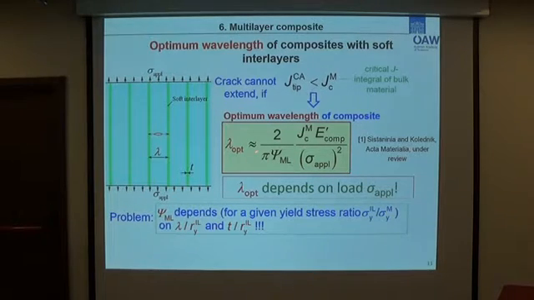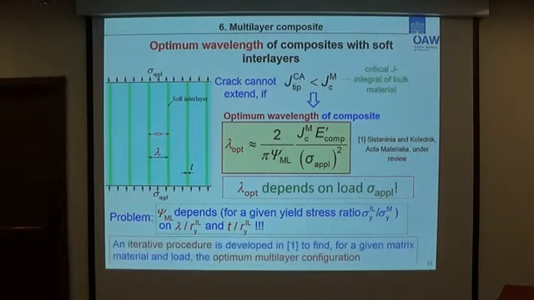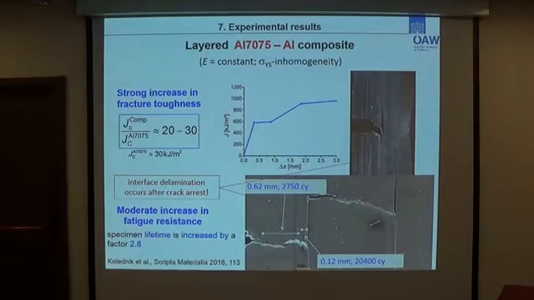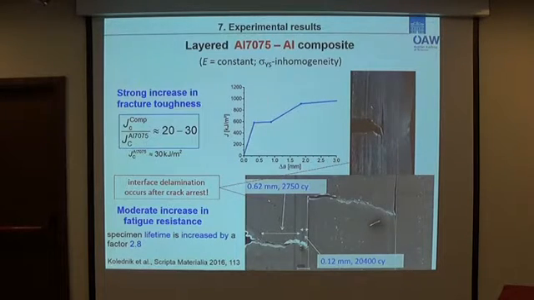In order to solve this problem, an iterative procedure was developed by us, and with this procedure we can accurately determine the optimum wavelength of our composite. Not only finite-element computations, but also in our group we conducted several experimental tests in order to explore the influence of a single soft interlayer on fracture toughness.